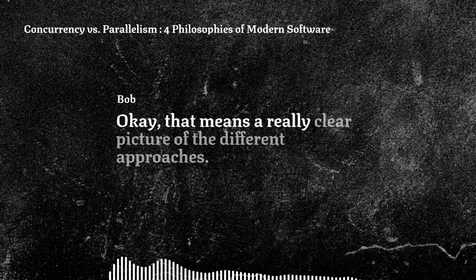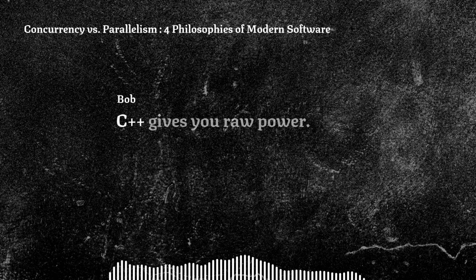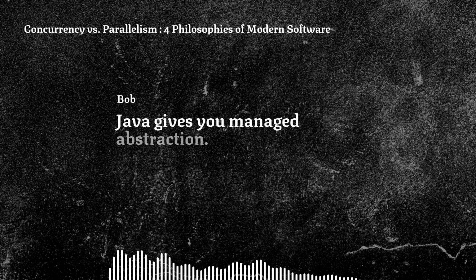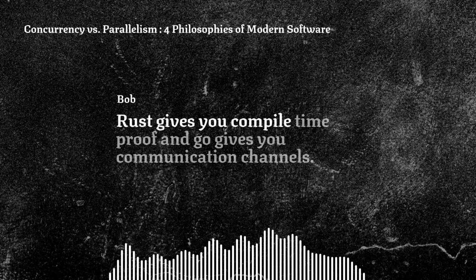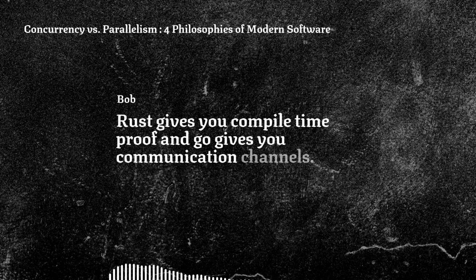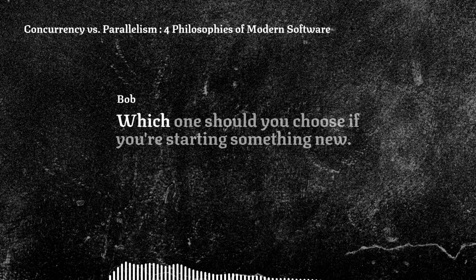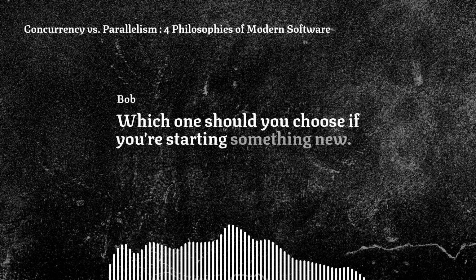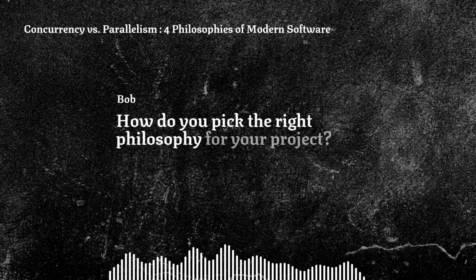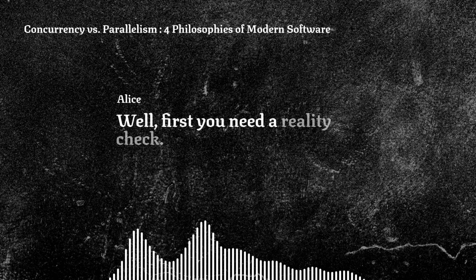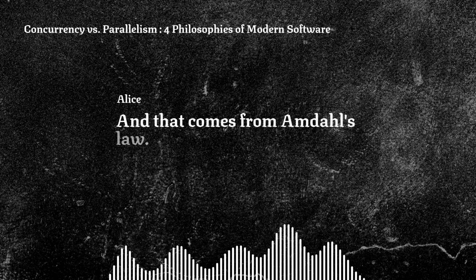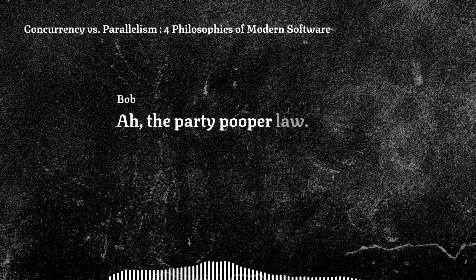Okay, that paints a really clear picture of the different approaches. C++ gives you raw power, Java gives you managed abstraction, Rust gives you compile time proof, and Go gives you communication channels. A nice summary, yeah. So the big question for anyone listening, which one should you choose? If you're starting something new, how do you pick the right philosophy for your project? Well, first you need a reality check, and that comes from Amdahl's law. The party pooper law. Kind of, yeah.